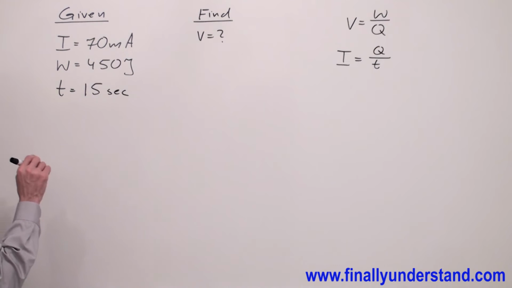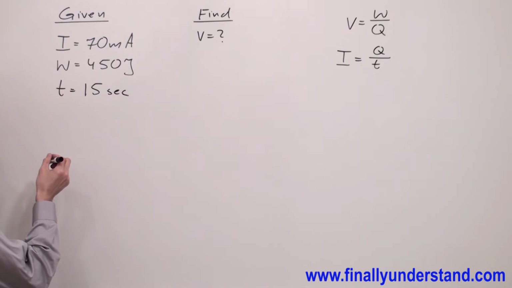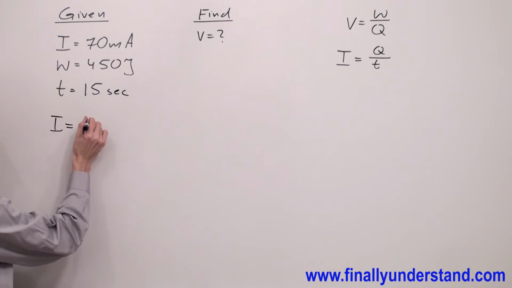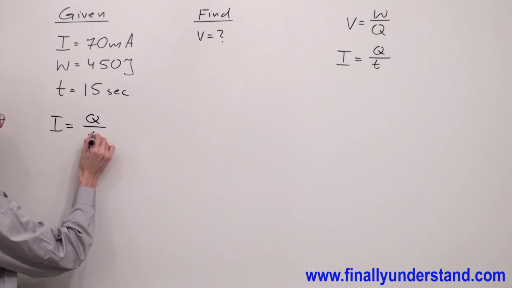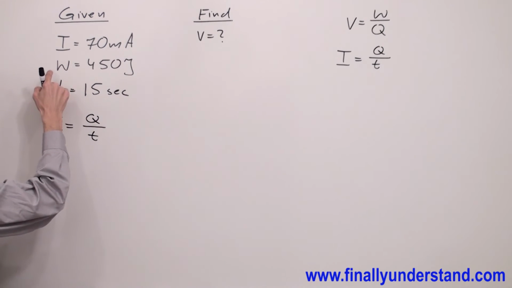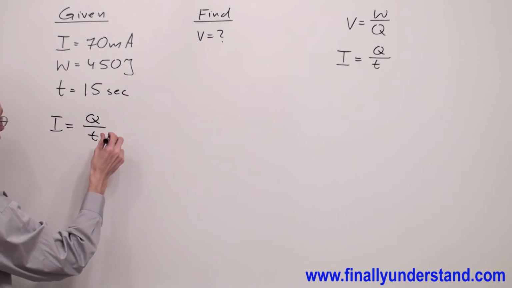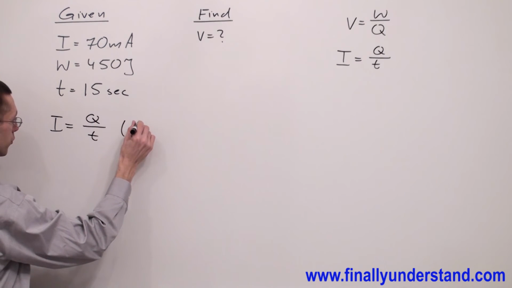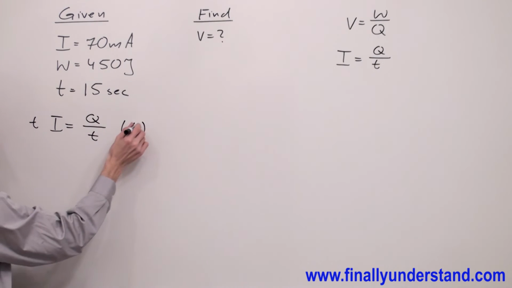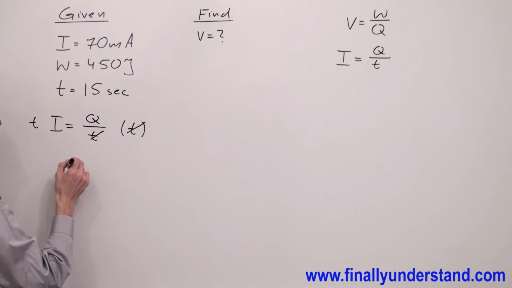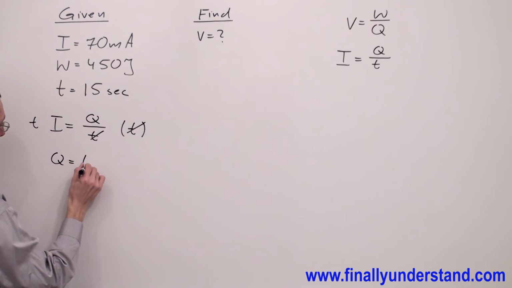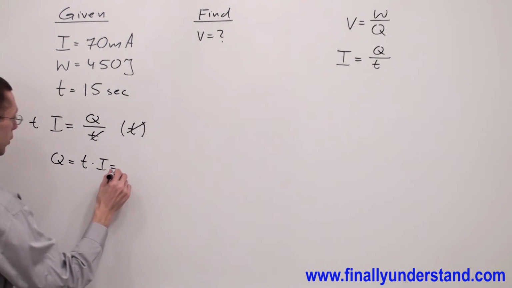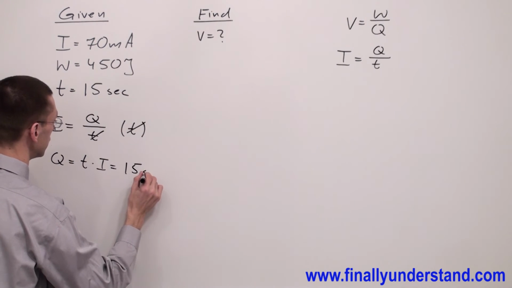As I said, I'm going to start from the second formula, because the first formula requires the charge. I is equal to Q over T. I is given, T is given. I'm supposed to find Q. In order to find Q, I have to eliminate the fraction. I always multiply both sides of the equation by the denominator. T and T will cancel out, and I'm going to have Q equals T times I, where T is equal to 15 seconds.